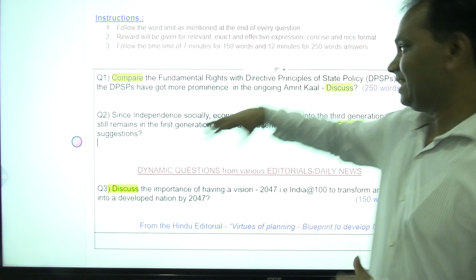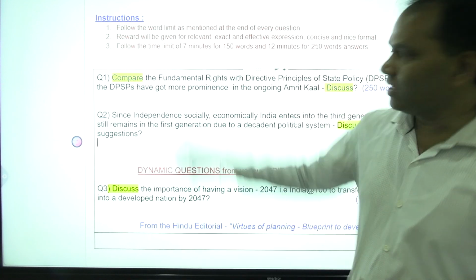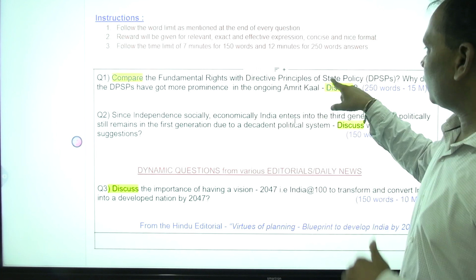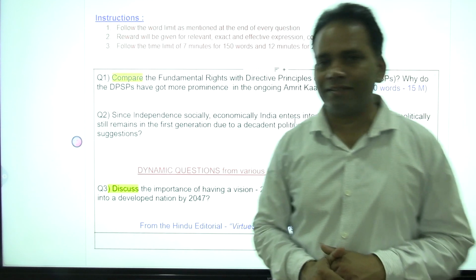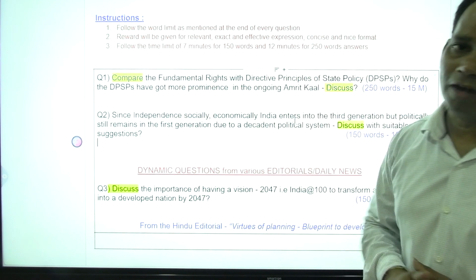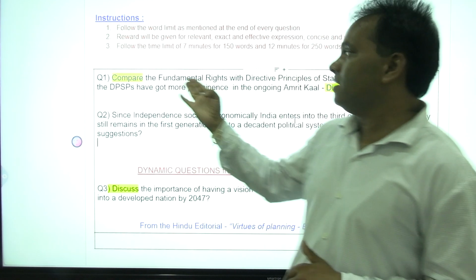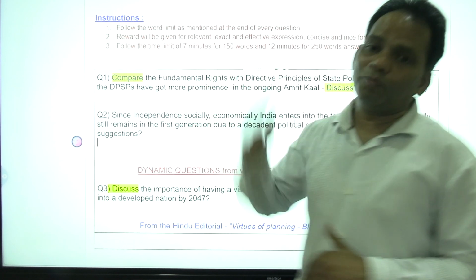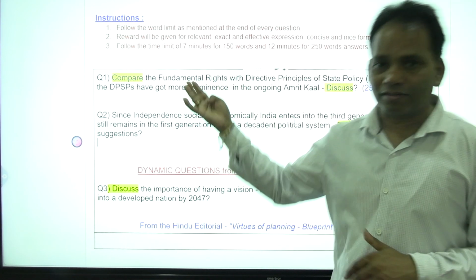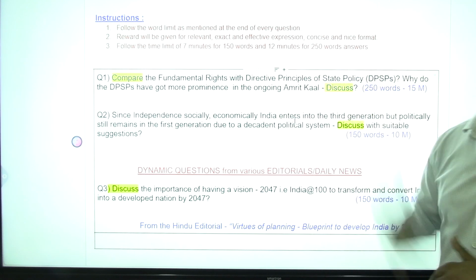As far as the differences are concerned, this is from Articles 12 to 35, and this is from Articles 36 to 51. This is the third and this is the fourth part of the Constitution. Another important difference: the FRs are enforceable in nature, legally enforceable. The DPSPs are not enforceable legally.